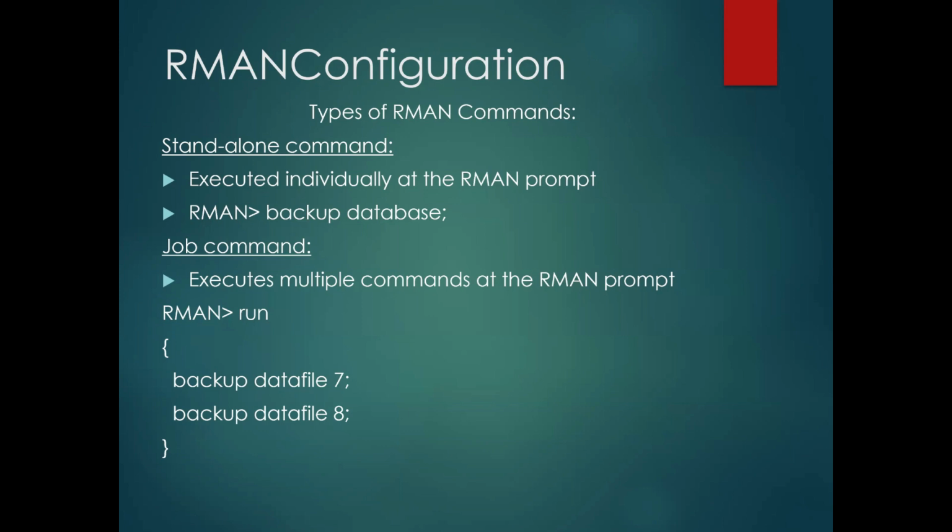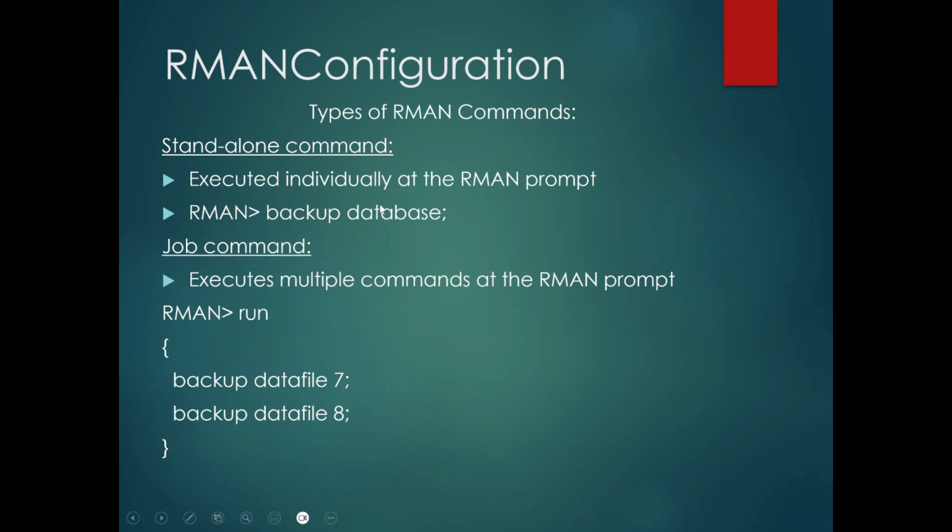In the configuration side, there are two types of commands in RMAN. In previous videos I told you how to connect to RMAN, what RMAN is, and what its purpose is. Now we can go one step forward. There are two types of commands: one is a single standalone command, one is a job command. You can just connect to RMAN and fire the backup database command.